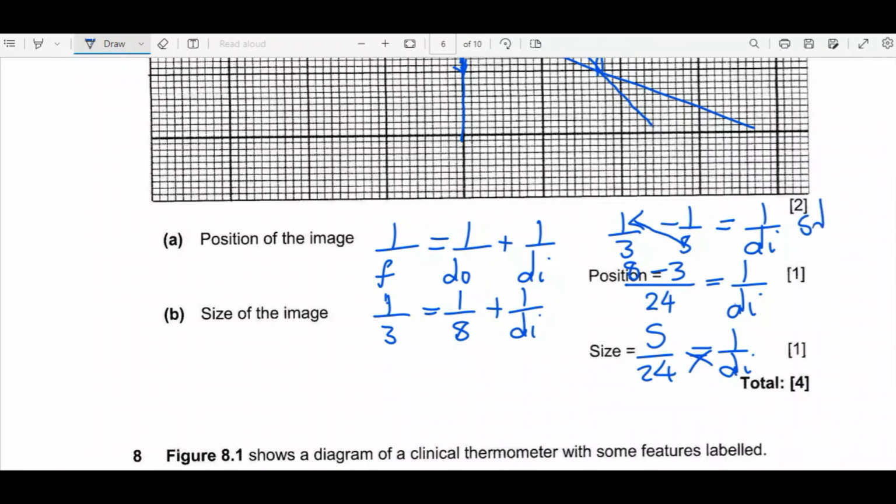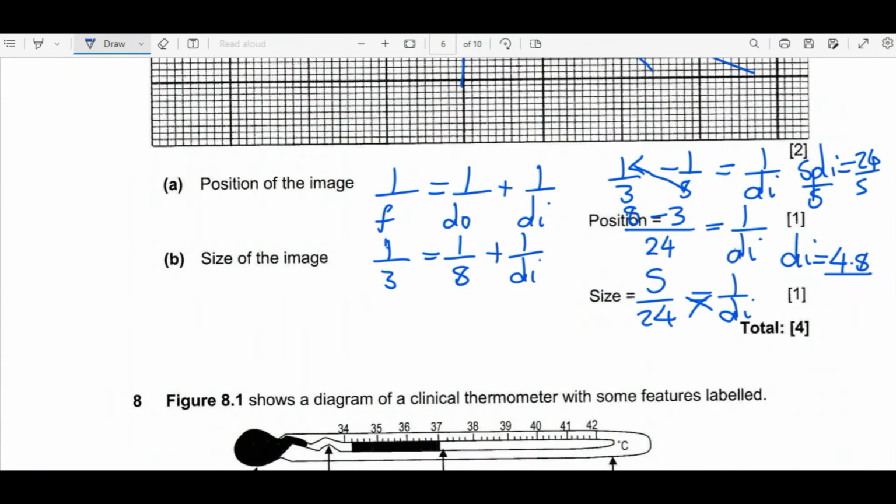So 5 DI is equal to 24, so DI is equal to 24 over 5. 24 divided by 5, I'm getting 4.8. So 4.8 centimeters is the answer for this one. Then for the size of the image, we will need to use the formula for magnification.